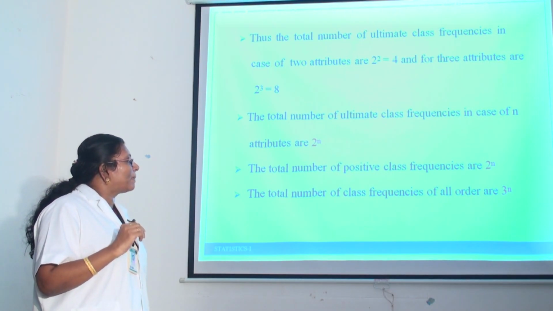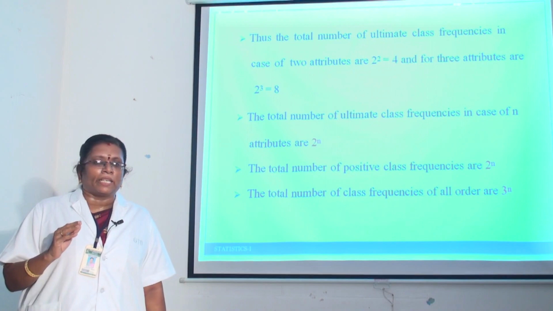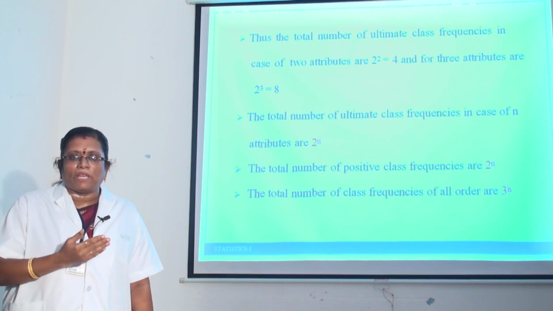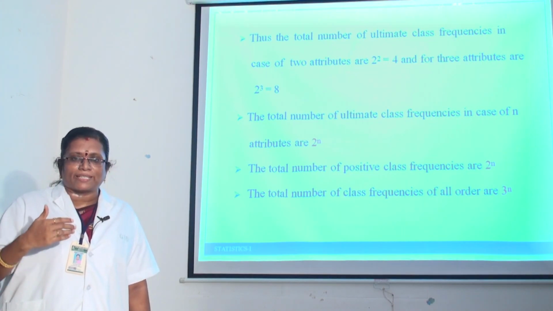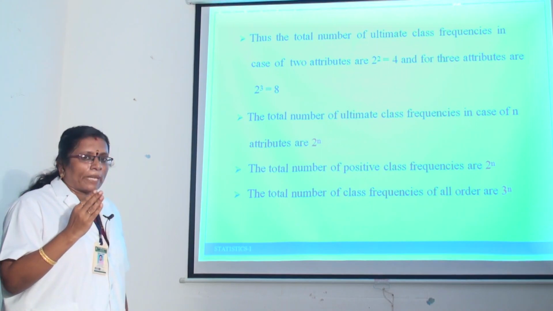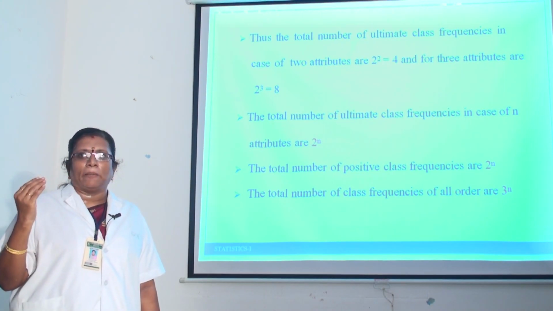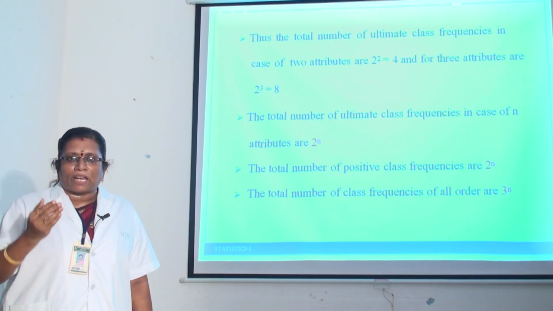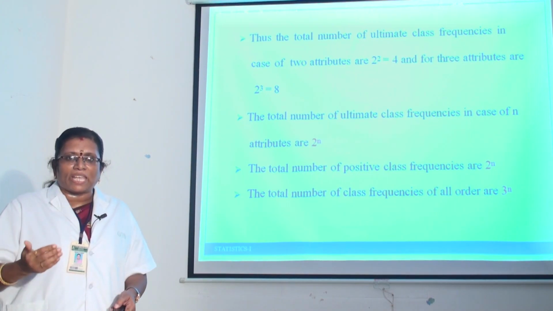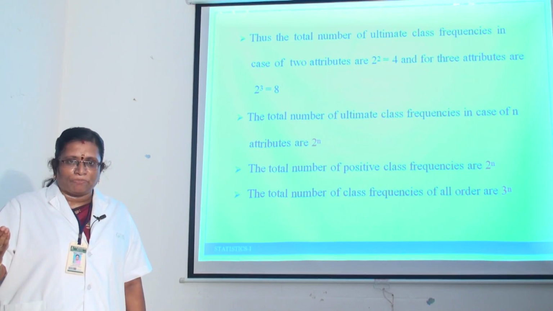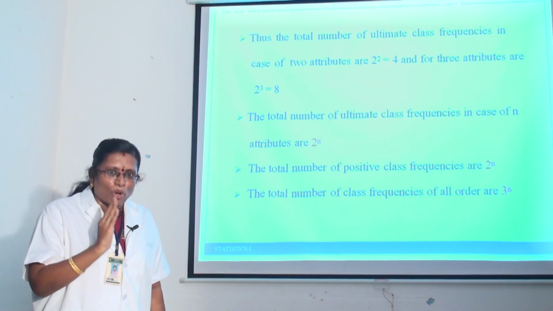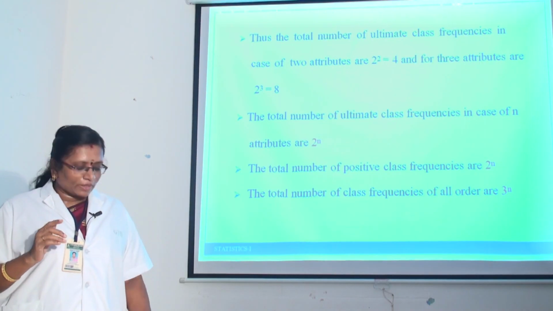The total number of positive class frequencies is 2 power n. And the total number of class frequencies of all orders is 3 power n. You should differentiate between 2 power n and 3 power n. 2 power n is the total number of positive class frequencies, because already we said what a positive class is. Overall everything is 3 power n, and if you are counting the positive classes alone, it is 2 power n.